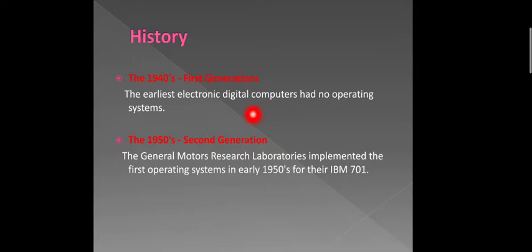A tube is a glass bulb with an electrical circuit. That circuit is used to travel or communicate the electric signals. After this, in the early 1950s, the General Motors Research Laboratories implemented the first operating system for their IBM 701.